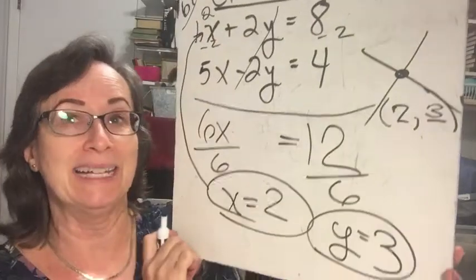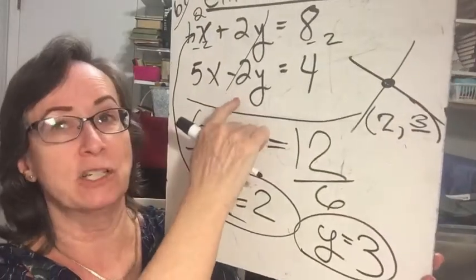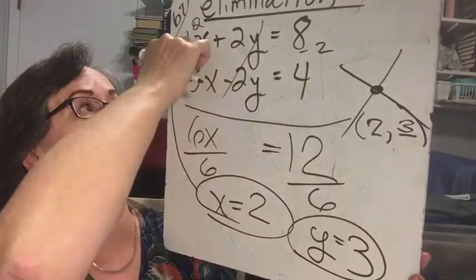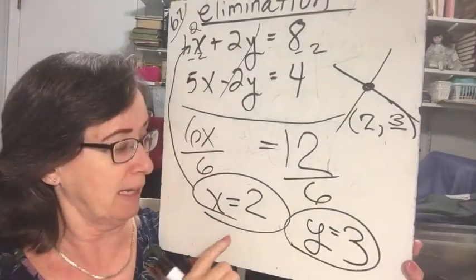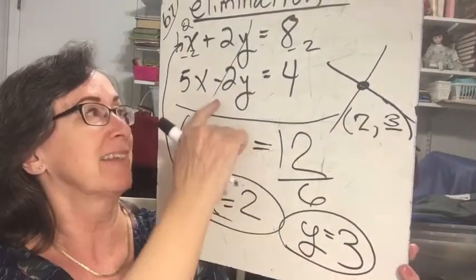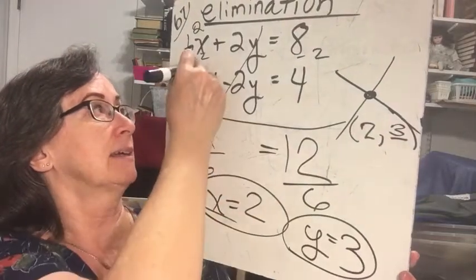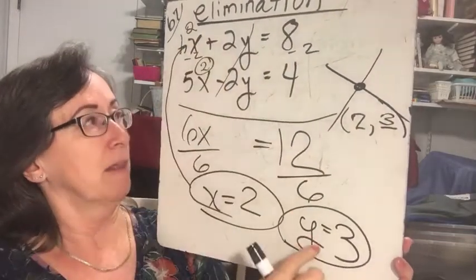So now I need to check. Notice I didn't just touch this line. I used this line, not this one. I'm going to go back and I'm going to plug them both into this line. So x and 3.